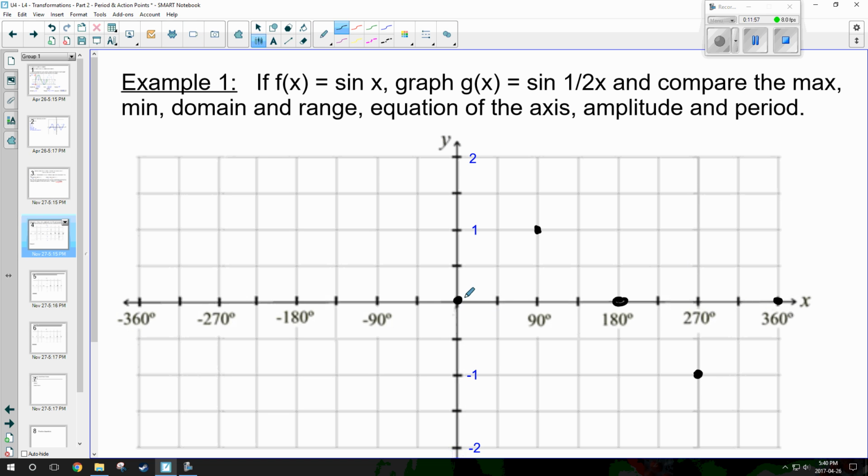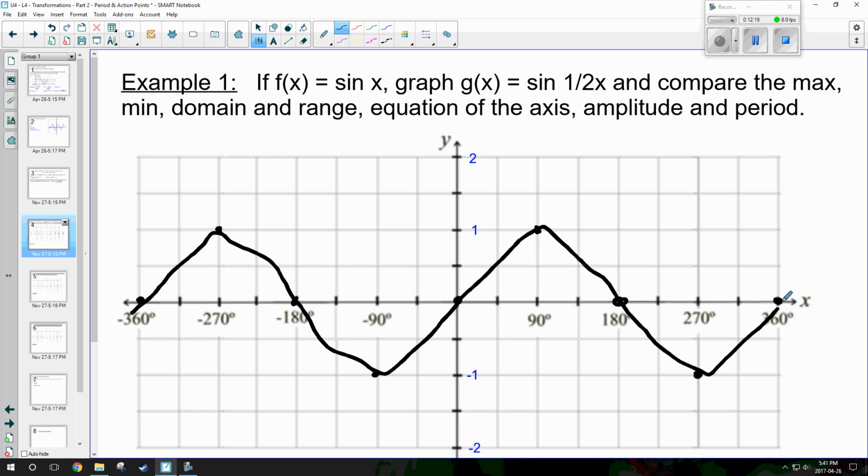And then again, we do the same thing, but the other direction. So from here, it's going to go down to its minimum, back up to its axis, up to the maximum, and back down to the axis. So again, connect that together with your nice smooth curve. Don't forget your arrows and our label. So this is y is equal to our regular sine x.